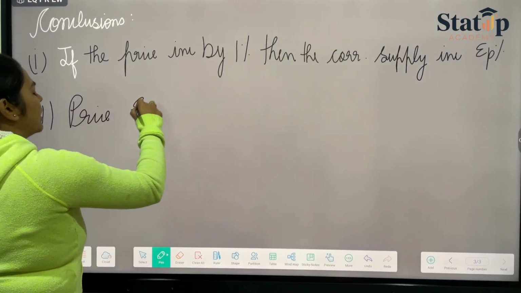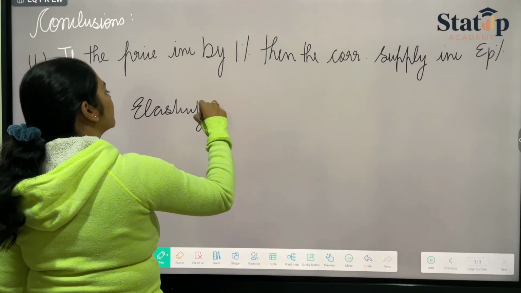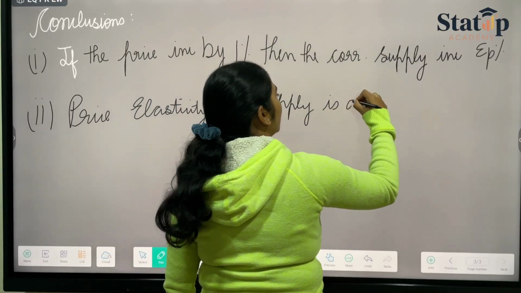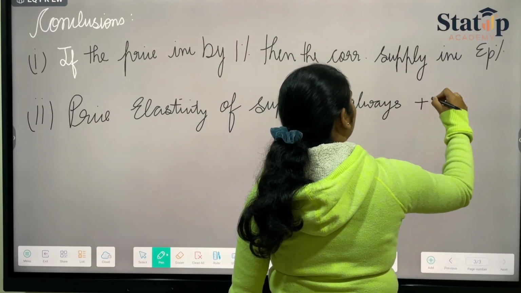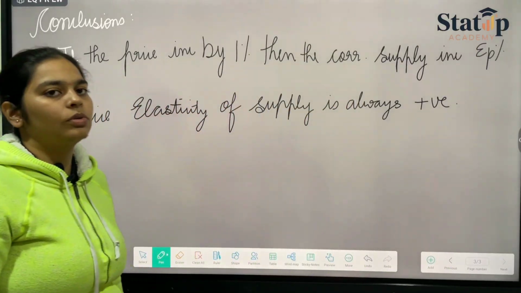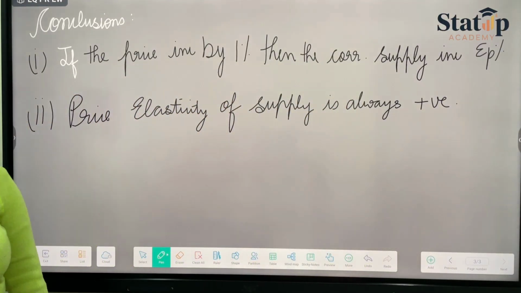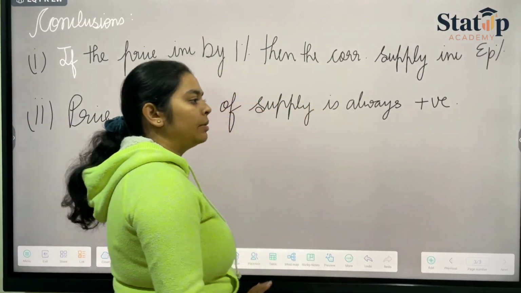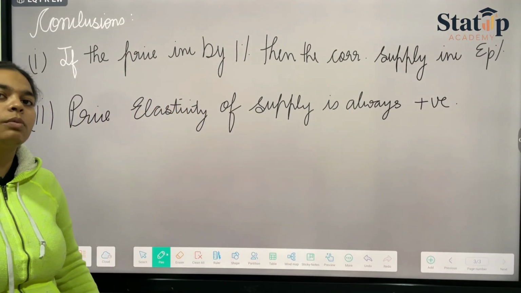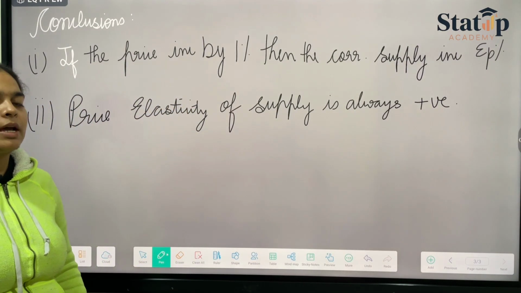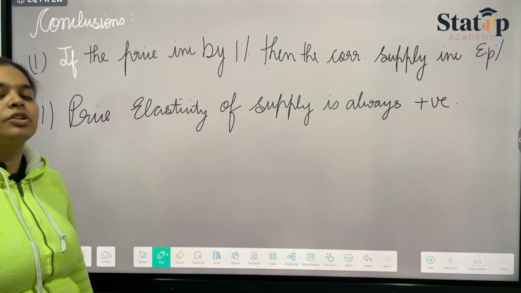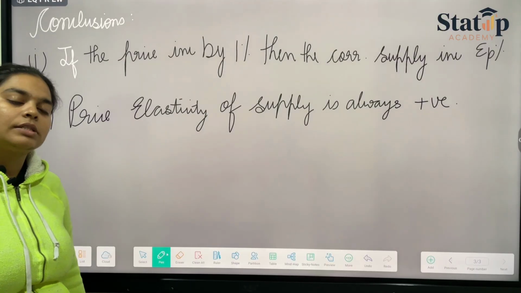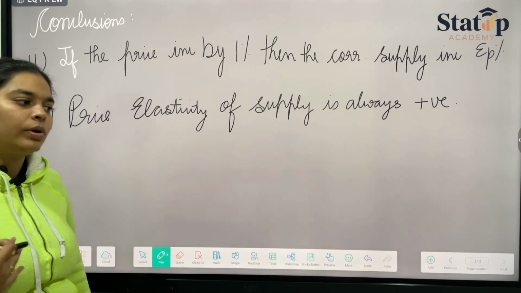Price elasticity of supply is always positive, right? These are the two conclusions that we draw from price elasticity of supply. Now, before that the price elasticity of demand was inversely proportional, or we can say the price elasticity of demand moves in the opposite direction to that of price. As the price increases, the demand decreases, and here as the price increases, the supply also increases.